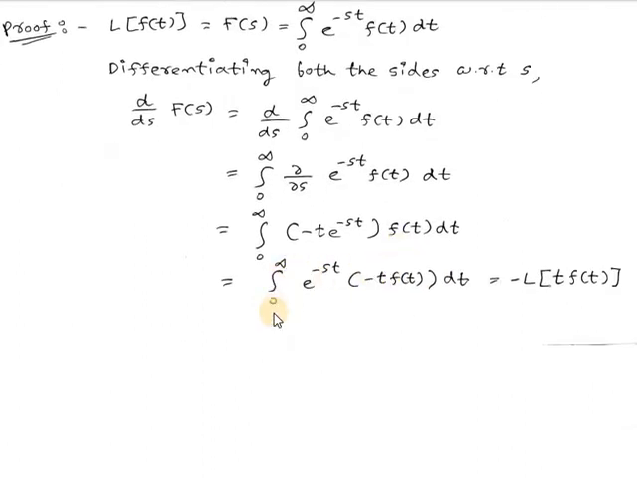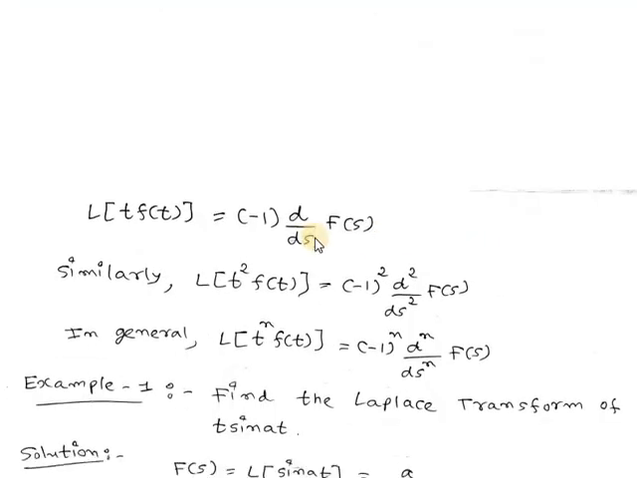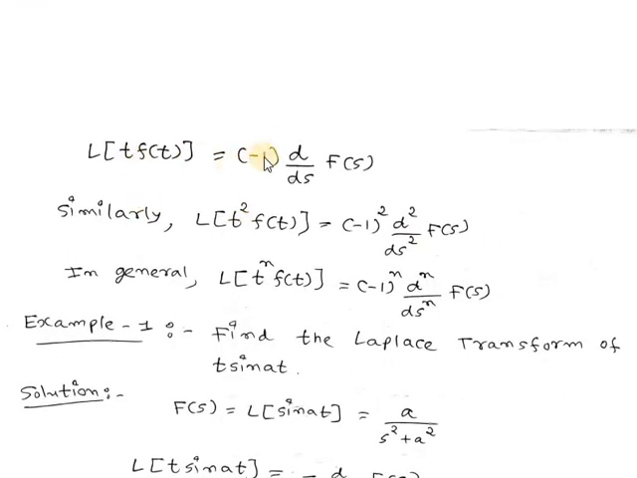So this can be written as integration 0 to infinity e^(-st) (-t f(t)) dt, which is equal to minus Laplace of t f(t). Because by the definition of Laplace transform, Laplace transform of t f(t) is equal to integration 0 to infinity e^(-st) t f(t) dt. Therefore d/ds F(s) is equal to minus Laplace of t f(t). So Laplace of t f(t) is equal to -1 into d/ds F(s).